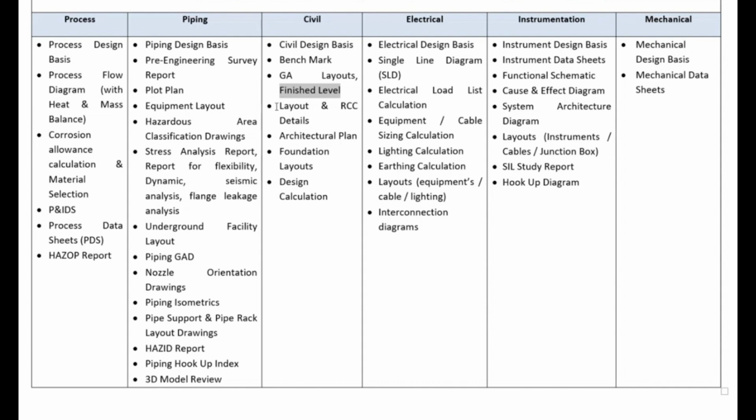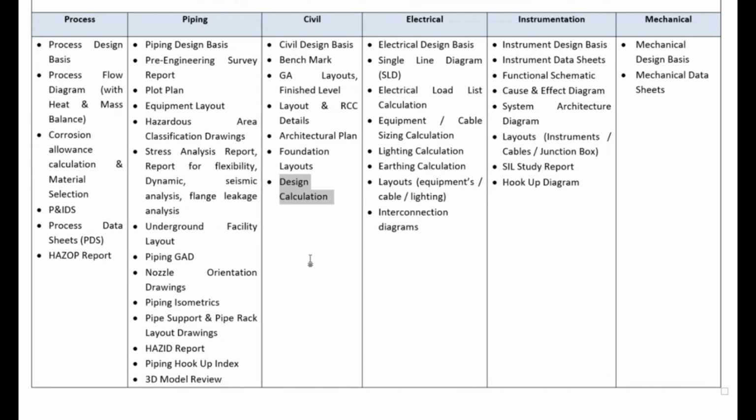Layout and RCC details, that is basically the construction related document. Reinforced cement concrete related plan is there. Similarly, I'll go to the architecture plan afterward. Foundation layouts will be there. Design calculation will be there for the foundations, correct? How deep the foundation will be, whether it is an open foundation, a raft foundation, or another type. So that is all foundation layout and foundation design calculation.